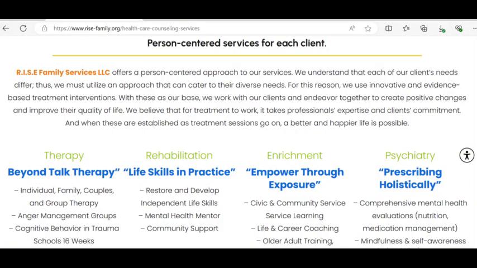Next, we have the Rise Family Services, LLC. Offers a person-centered approach to our services. We understand that each of our clients' needs differ. Thus, we must utilize an approach that can cater to their diverse needs. For this reason, we use innovative and evidence-based treatment interventions. With these as our base, we work with our clients and endeavor together to create positive changes and improve their quality of life. Blah, blah, blah. And this is out of Maryland, I believe. But that's another entity that would link to the so-called Rise family estate, as it were.